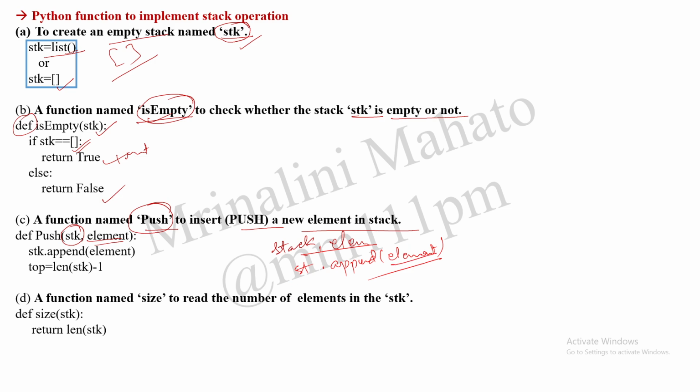will write the value, that means element. Then afterwards top equals len of stack minus 1. So here same things: the stack name has been given as stk, so that is why stk comma element, then stk dot append element, then top equal to, if the top value is there, len of stack minus 1, so you will do it.